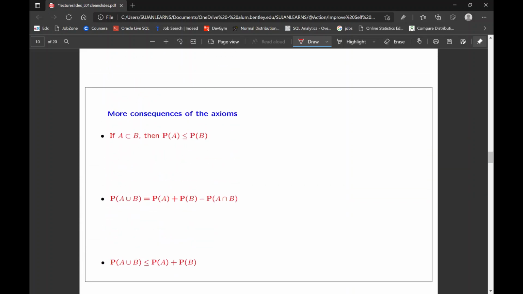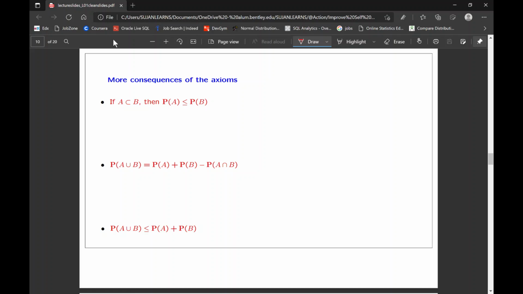Let's focus our attention on the first consequence. If A is a subset of B, then probability of A is less than or equal to probability of B. How are we going to prove this formally? The first step is to draw the diagram. Here we have set A and we have set B.